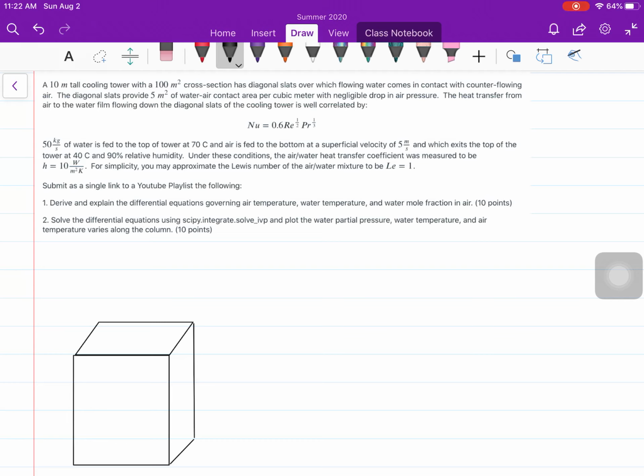So we are given a 10-meter tall cooling tower with a 100 meter squared cross section. So A equal to 100 meters squared. And the cooling tower has diagonal slats over which falling water comes in contact with counterflowing air. The diagonal slats provide 5 meters squared of water-air contact area per cubic meter. So lowercase a would be equal to 5 meters squared per meter cubed with negligible drop in air pressure.